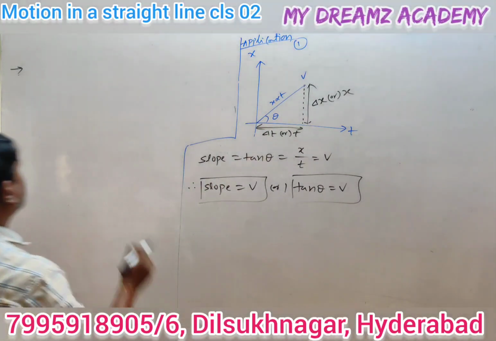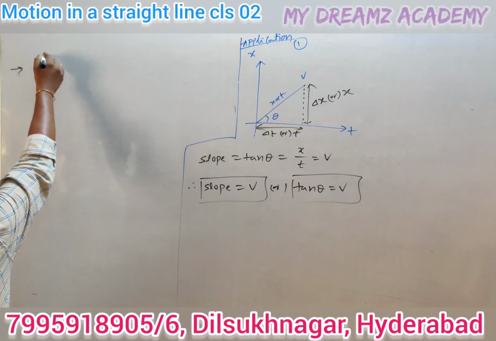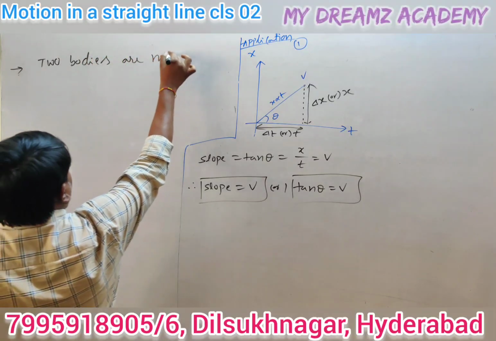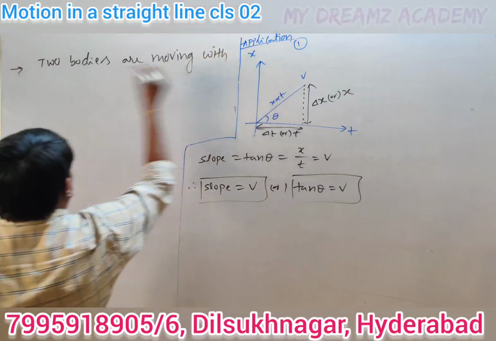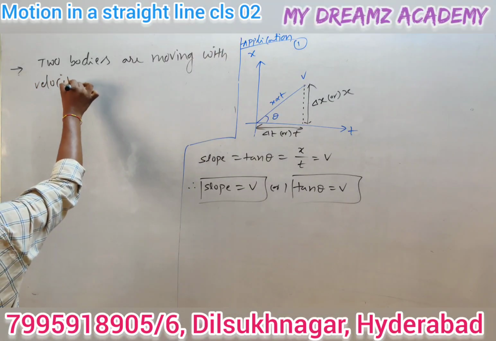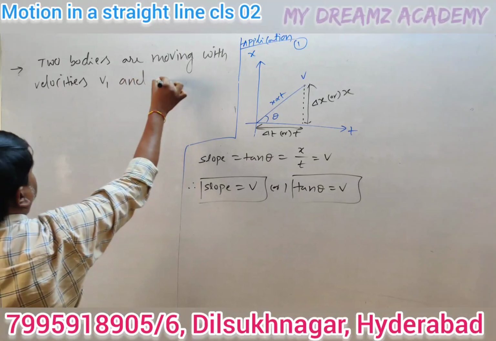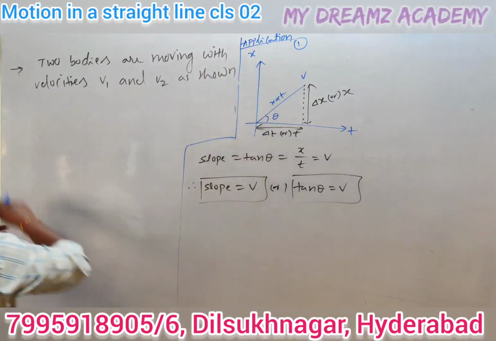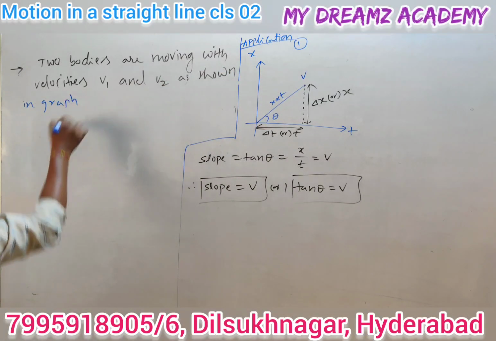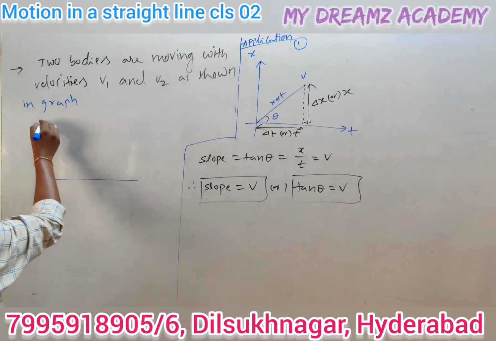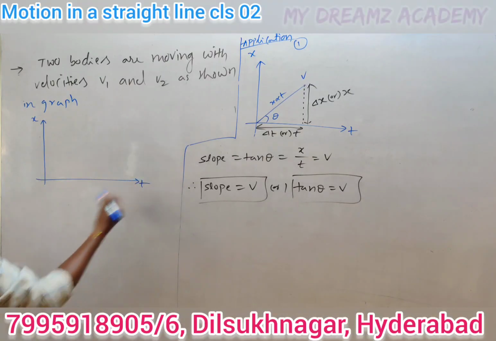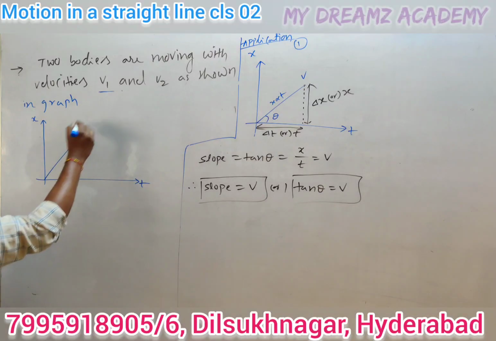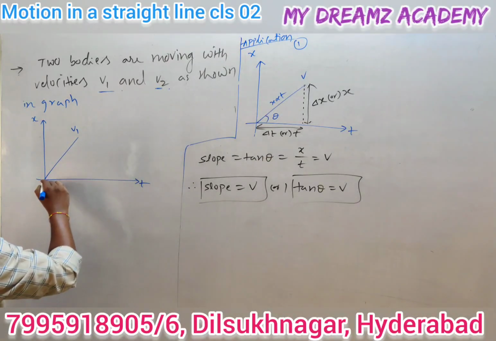Suppose two bodies are moving with velocities v1 and v2 as shown in the graph. If we plot the xt graph, the displacement time graph, the first body is moving with uniform velocity v1, and we get a graph like this. If the second body is moving with velocity v2, we get a graph like this.